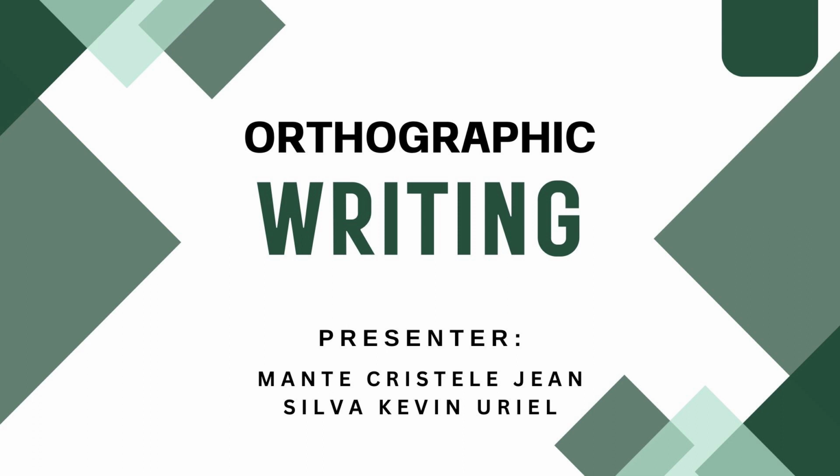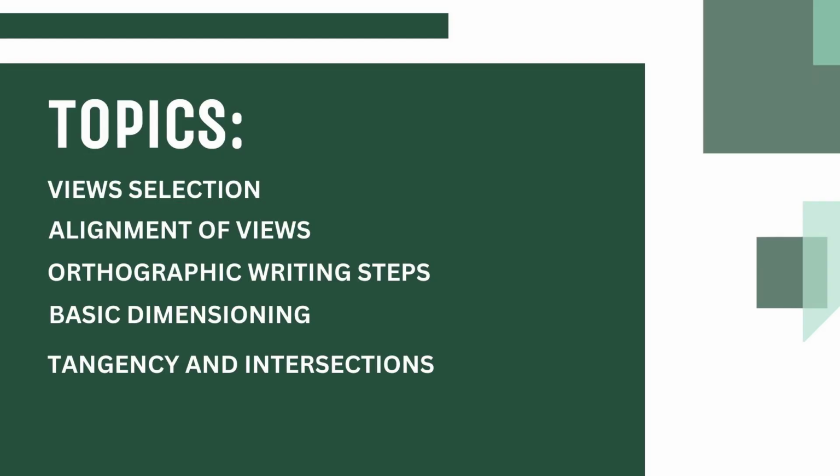There are various views in orthographic, with practically every object having 6 views. Topics: View selection. Here in view selection, which perspective will work best for orthographic writing? Alignment of views. How? Step by step. Orthographic writing steps, basic dimensioning, tangency, and intersections.